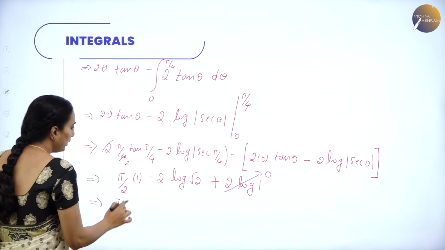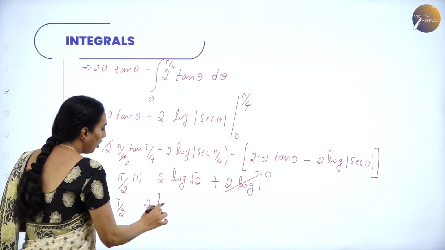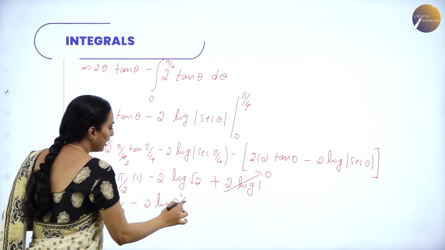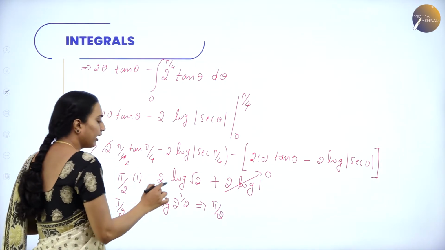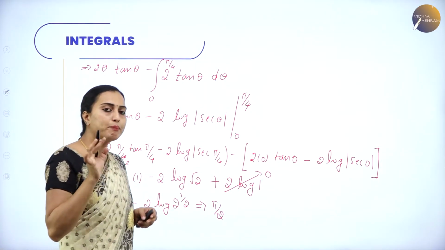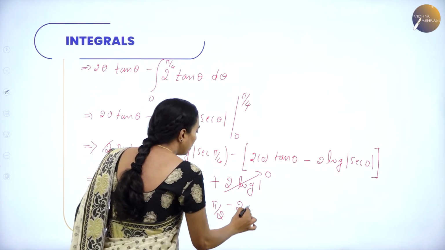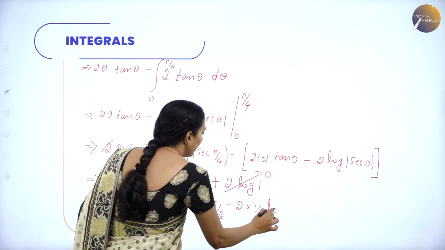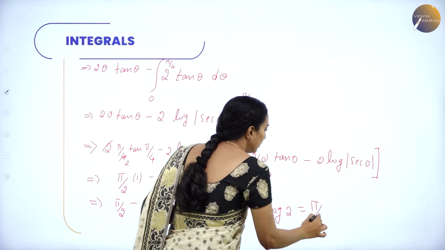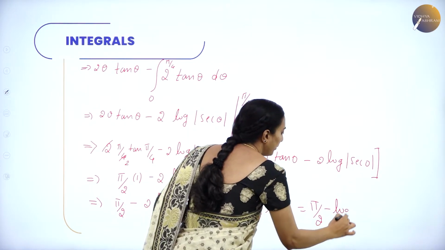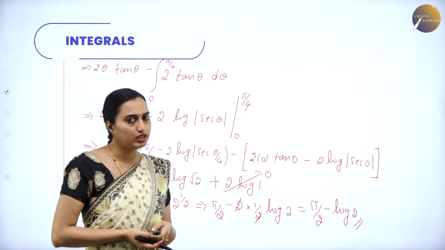Now pi by 2 into 1 minus, you can write this one as 2 into log 2 to the power of 1 by 2, which implies pi by 2 minus 2 into log 2 to the power 1 by 2. This looks like log m power n. Log m power n is n log m. Now the 2 will get cancelled. The remaining answer or the final step is pi by 2 minus log 2. And this is your answer for this question, dear students.